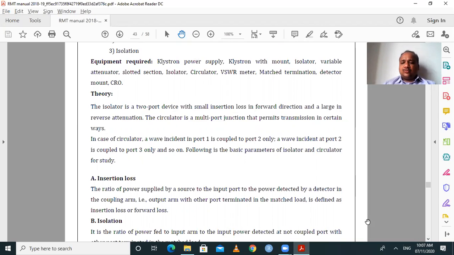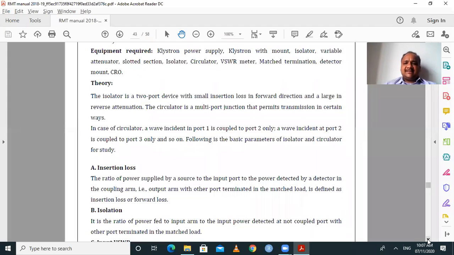The isolator is a two-port device. The S parameter matrix of an isolator is a 2 by 2 matrix, and the circulator is either a 3-port or 4-port device, so its S parameter matrix is either 3 by 3 or 4 by 4. The isolator is useful for transmitting signal in only one direction, that is, in the forward direction.